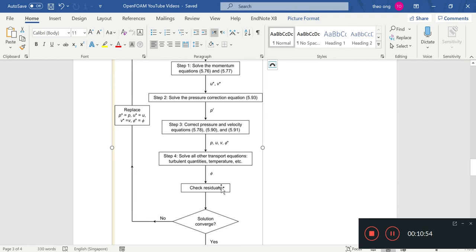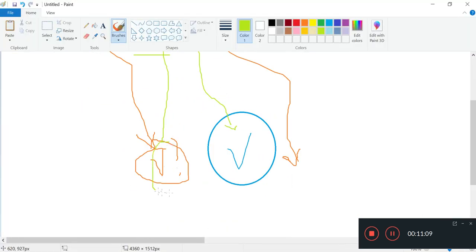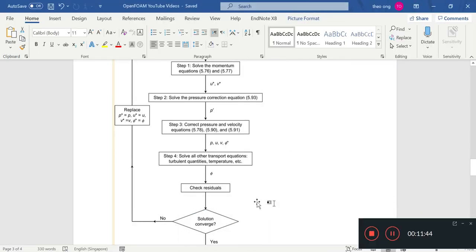Then we have this step called check residuals, meaning we check how much the solution has moved forward, or whether it is converging. We want to check whether the previous guess was close to the next guess. If we have an initial guess here, and the next guess is here, the residual is the difference between both of them. If the n plus 1th guess is pretty much the same as the nth guess, then the residuals are small, and we can say the solution has more or less converged, and we have found a solution. This is what residual checking is about.